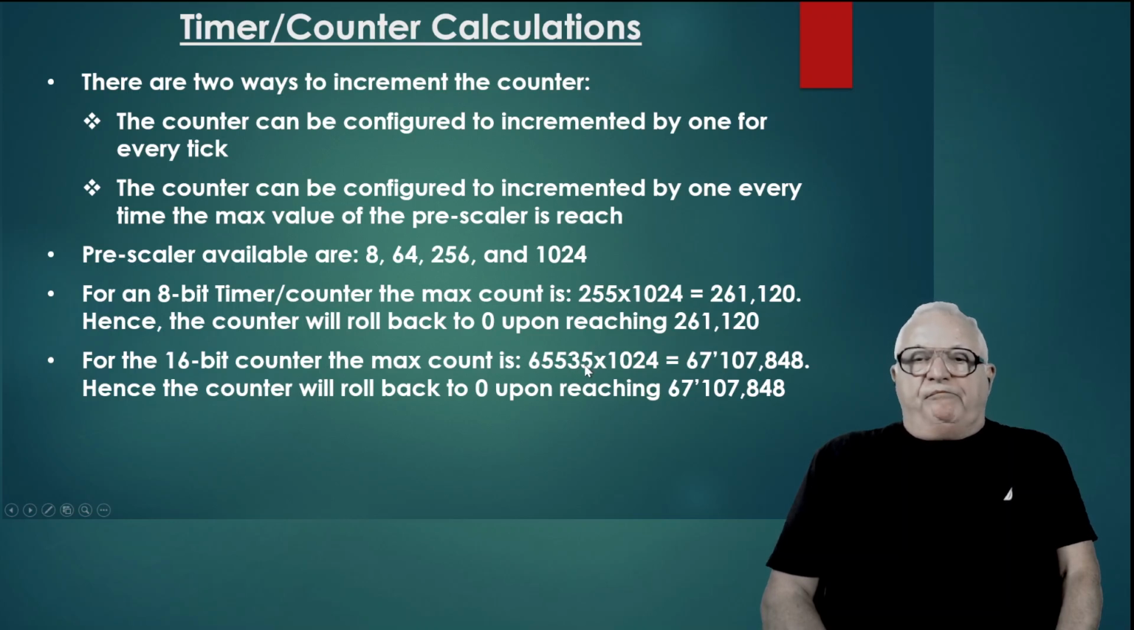65,535 times 1024, which is going to be 67,107,840. Hence, when we reach the 67 million number, the counter would roll to 0.